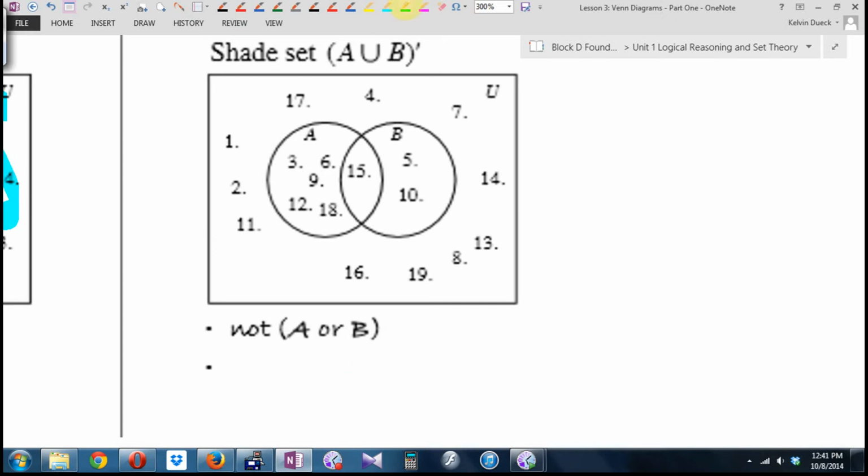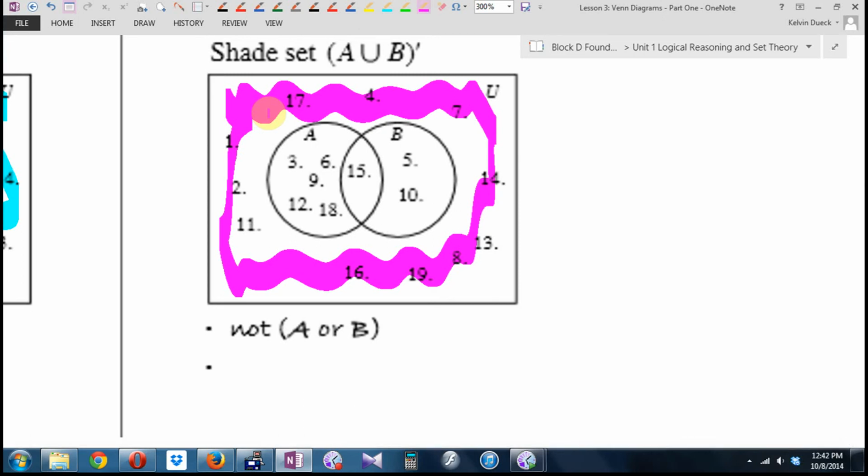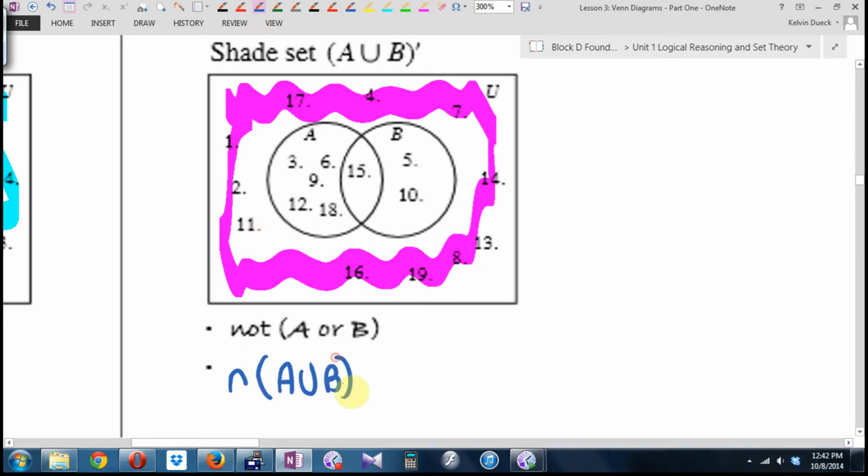I think it's going to be everything out here, because the union of A or B would be everything in the circle. And this is saying not that, everything outside of the circles. And it has an n value of 1, 2, 3, 4, 5, 6, 7, 8, 11 again. Turn the page when you're done that.